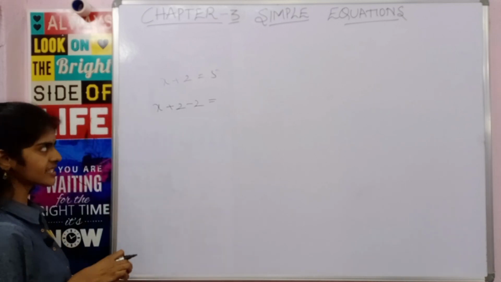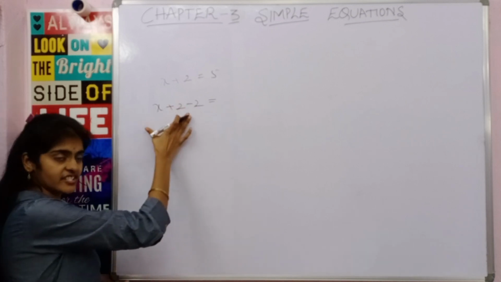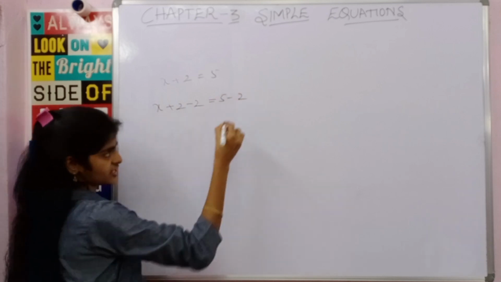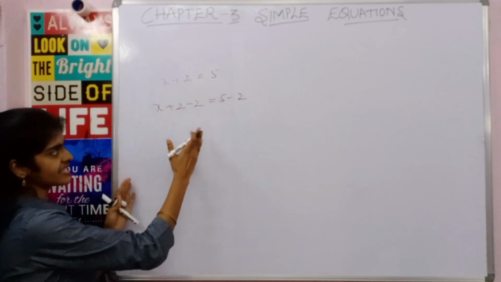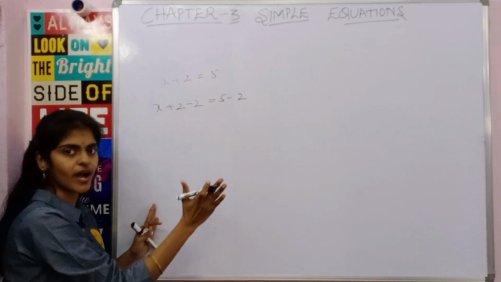Right. So using the same thing, since I am subtracting 2 on LHS, the same 2 I will subtract on RHS also. Now you can see, since I am subtracting the same number on both sides, the equation holds good. So there is no harm, we can do it in this way.